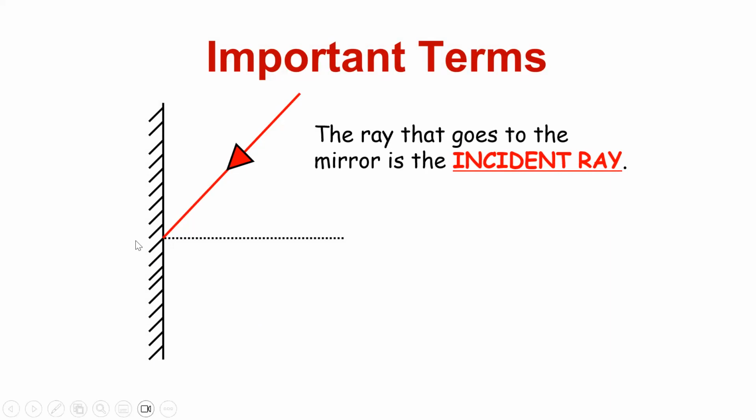Then at the point where it hits the surface, I draw a normal to it. This is your normal, which is at 90 degrees to the surface. It's always perpendicular to the surface.